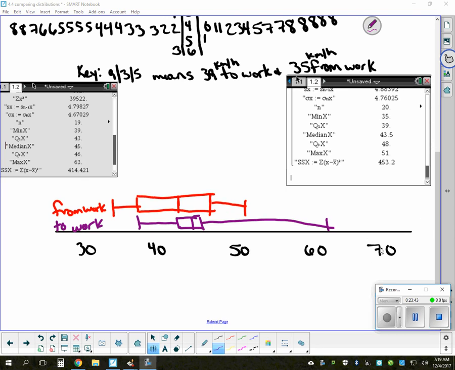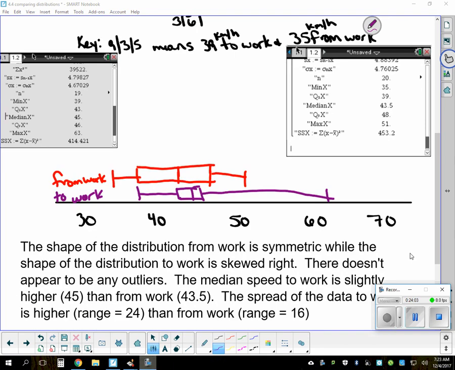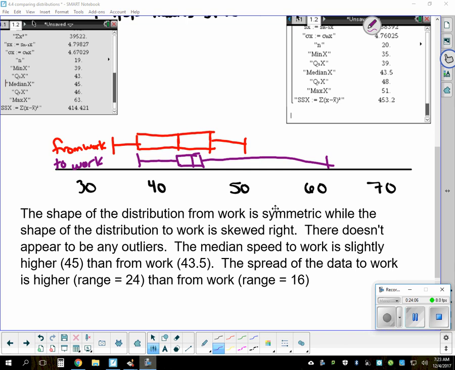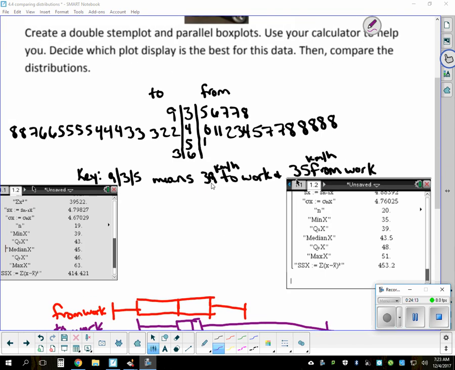And then the last thing I need to do is compare the distributions. Let's see. If you have not done that yet, please go and do full sentences comparing your distribution. Hit SOCS, hit all of your points. Okay, here's what I have. The shape of the distribution from work is symmetric, while the shape of the distribution to work is skewed right. There doesn't appear to be any outliers, and it's more easily told from the stem plot than the box plot.